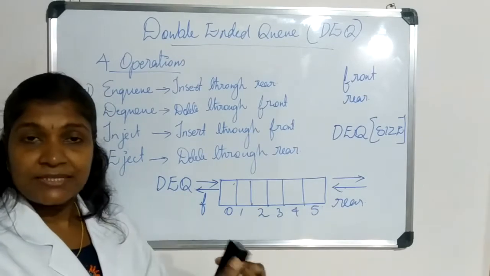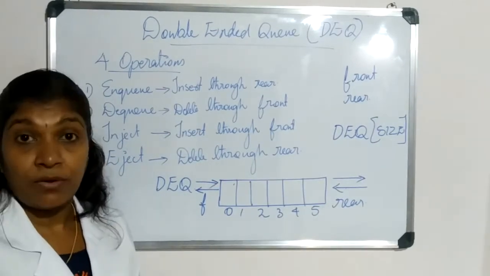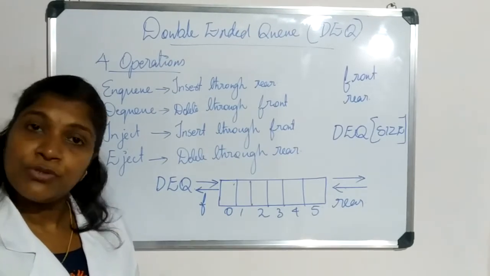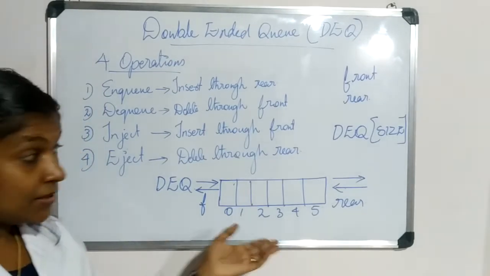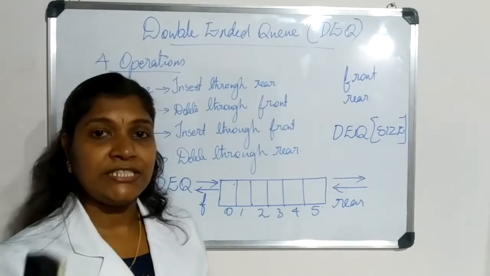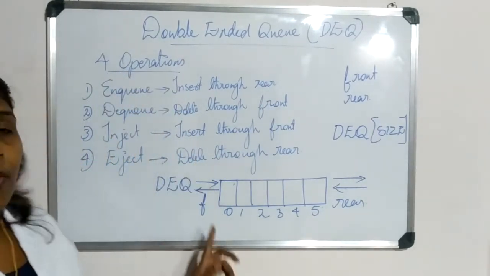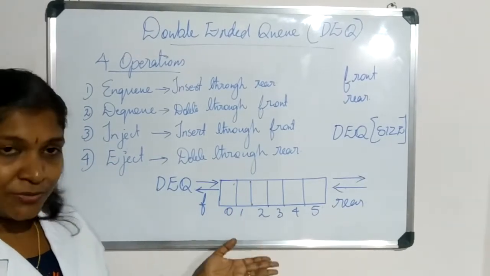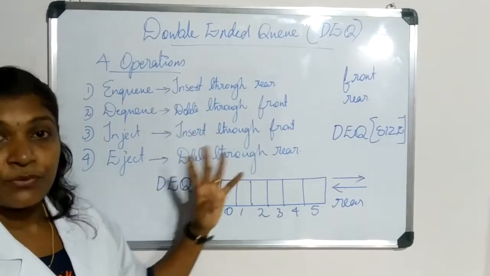Or ejection. The next operation is ejection. We are taking out. So already we took the elements out through the front end. But here, through the rear end, we are about to take the elements out. So that is ejection. So these are the 4 operations in our double-ended queue. So I hope you are clear with these 4 operations.